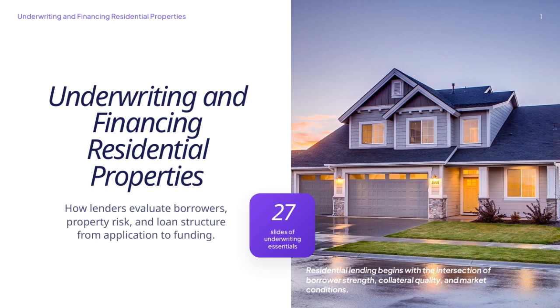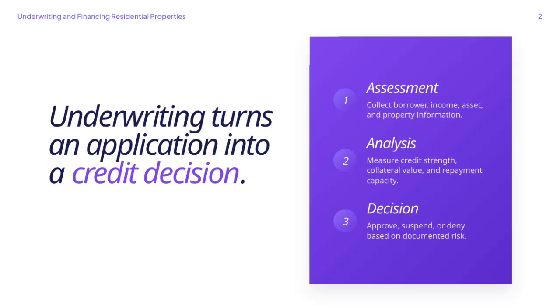important process. Underwriting is a crucial process where an application is transformed into a credit decision. It involves three main steps. First, there's the assessment phase, where we gather detailed information about the borrower, their income, assets, and property involved. Next is the analysis phase, where we evaluate the borrower's credit strength, the value of collateral, and their ability to repay the loan. Finally, we reach the decision stage, where the application can be approved, suspended, or denied based on the documented risk. This structured approach helps ensure that financing residential properties is both thorough and responsible.